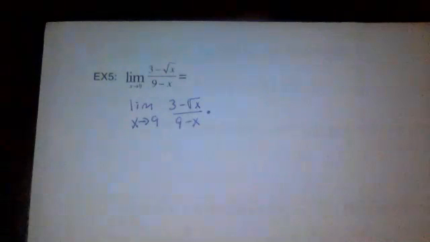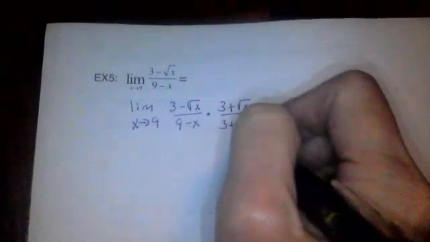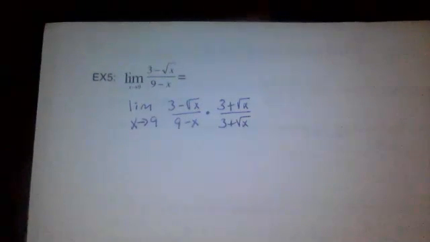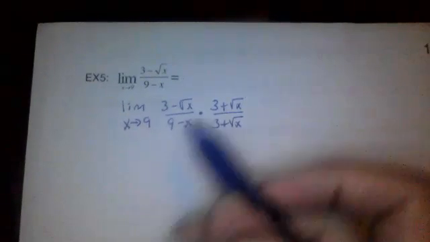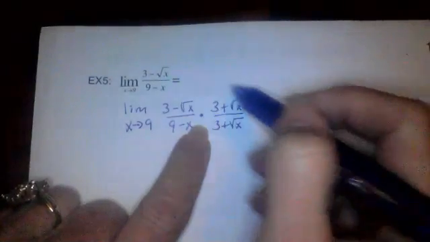And so what we want to do is multiply by the conjugate of the numerator, where the root is. So we're going to have the limit as x approaches 9 of (3 minus square root of x) over (9 minus x), and we're going to multiply that by (3 plus square root of x) over (3 plus square root of x). Now, the conjugate is what you would multiply by so that the inner and outer terms go away.